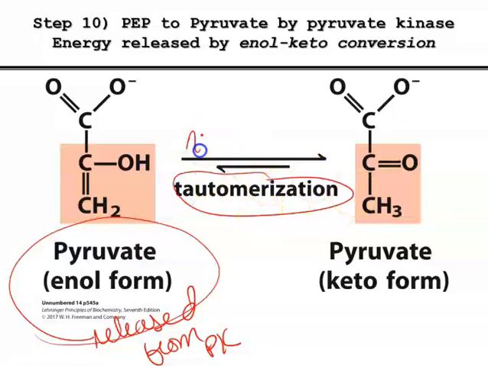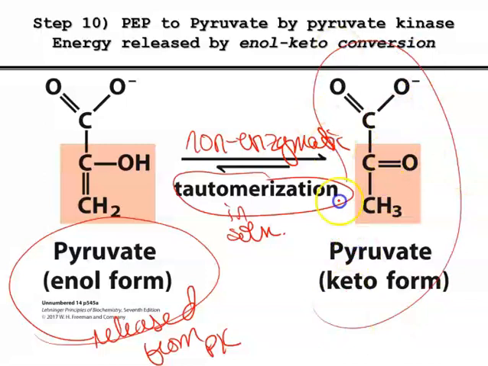And then we have this non-enzymatic tautomerization in solution after this is released off the enzyme, and we end up with the keto form. Now, the keto form is inherently more thermodynamically stable because we don't have an enol present. So enols are notoriously unstable.